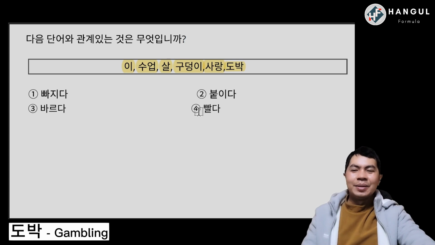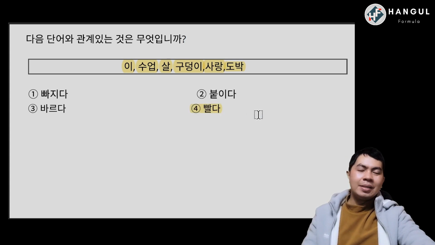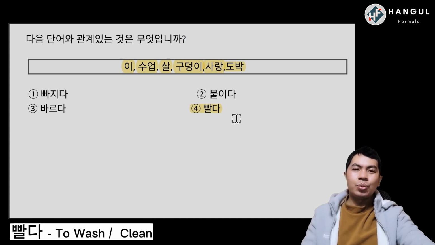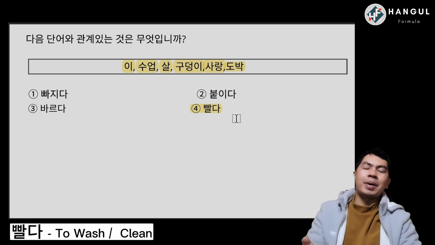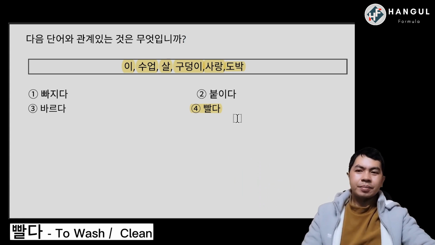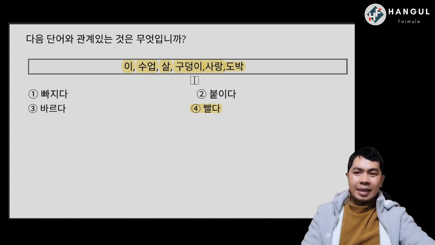Okay? So, number 4, it's palda. What is palda, guys? Palda is to wash. Ibig sabihin yan is to wash your clothes. So, related ba yung to wash dito sa mga nouns na ngipin mo, klase, sal? So, number 4, palda is not related.